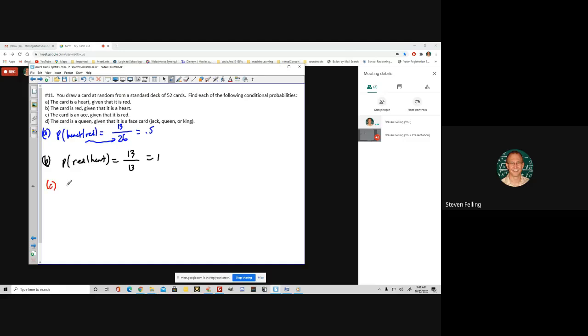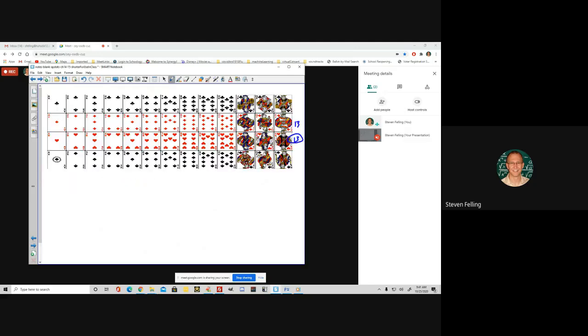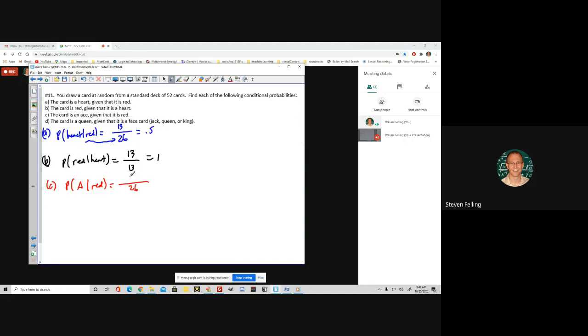And then C, what's the probability that a card is an ace given that it's red? There are 26 red cards. How many of those red cards are aces? In these red cards, 2 of them are aces, right? So it's going to be 2 out of the 26. You could just write it that way, or if you wanted to simplify the fraction, 1 out of 13. Or you could write it as a decimal, 0.0769, or as 7.7%. These are all valid ways to write it: unsimplified fraction, simplified fraction, decimal, percentage.